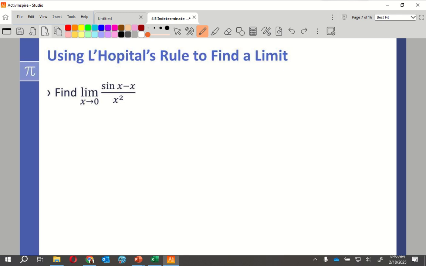Ready? So, start. Plug in 0. Sine at 0 is 0. 0 minus 0 is 0 squared. There you go. So that is my, what's the word? Indeterminate. Indeterminate. Say it with me now. Indeterminate.